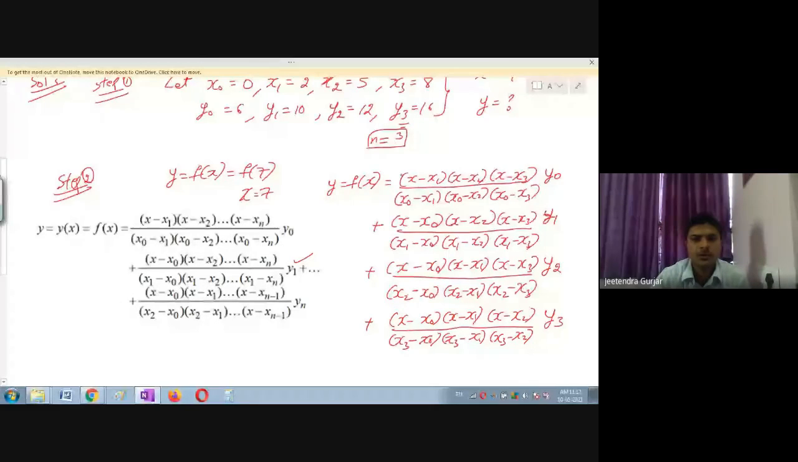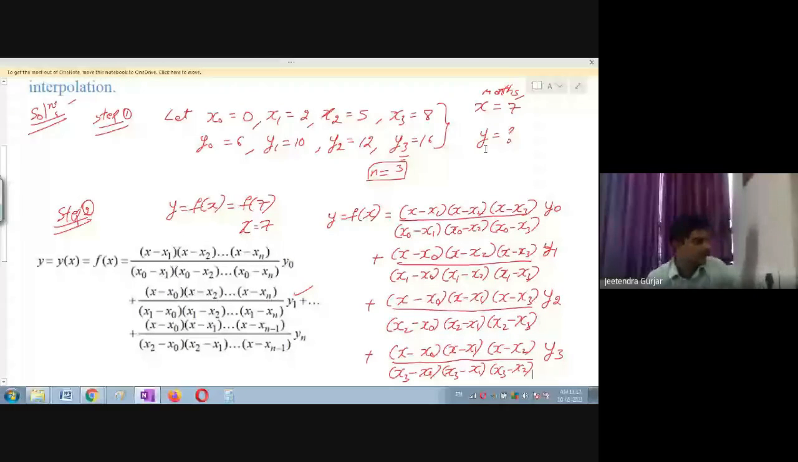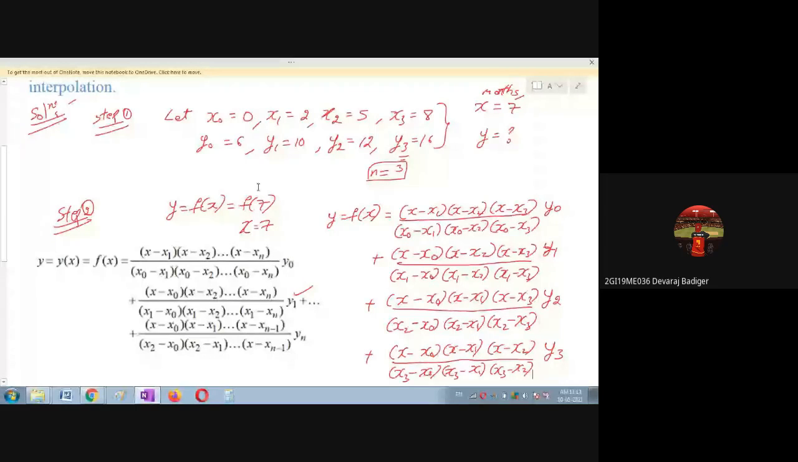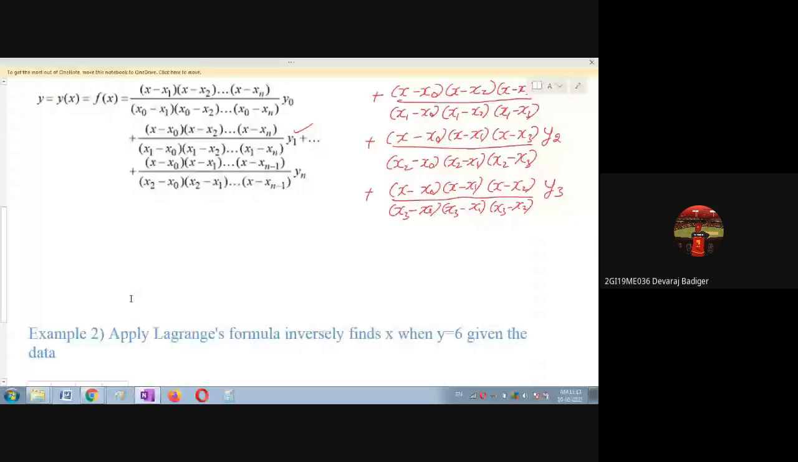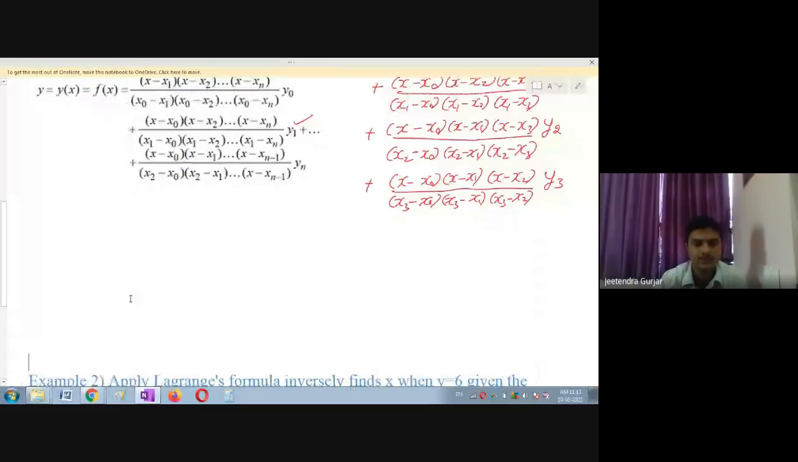Now what you are going to do, very simple students, this is an example. Just put in all these values, subtract, and tell me the answer. Just substitute all these values: x you know is 7, and x naught, x1, x2, x3, y naught, y1, y2, and y3. Just substitute in this formula, use the calculator and tell me the answer fast. I will also substitute with you. Yes beta, tell me your doubt.